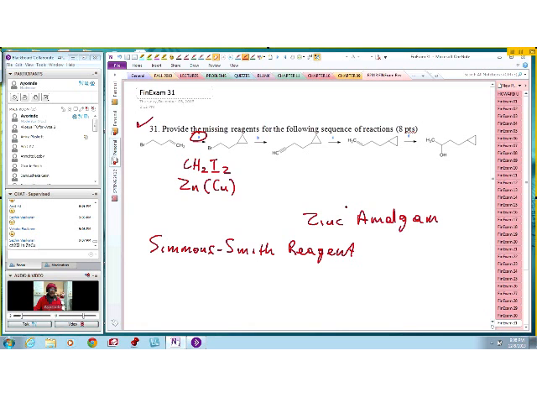Zinc amalgam is just a mixture of zinc and copper, okay? So this is the reagent that you need to add a carbon across the carbon-carbon double bond. And that is what you have here. So in essence, you are forming a three-membered ring system. Okay, very good. So that is the reagent for that.